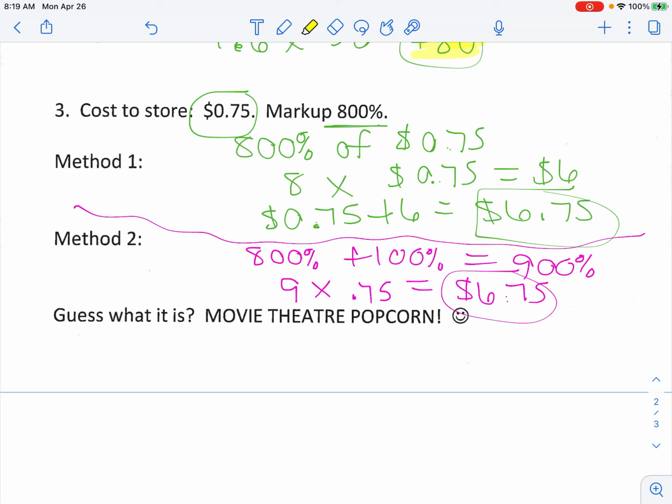All right, so one other item that is marked up greatly, think about movie theater popcorn. Popcorn is super cheap to purchase. It maybe costs them 5 or 10 cents to make a bag, but they're charging you about $7 or $8 for a bag of popcorn. So a movie theater is an example that has a huge markup.